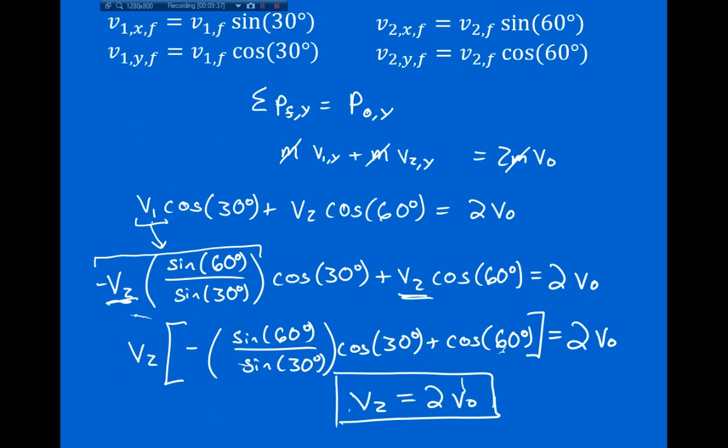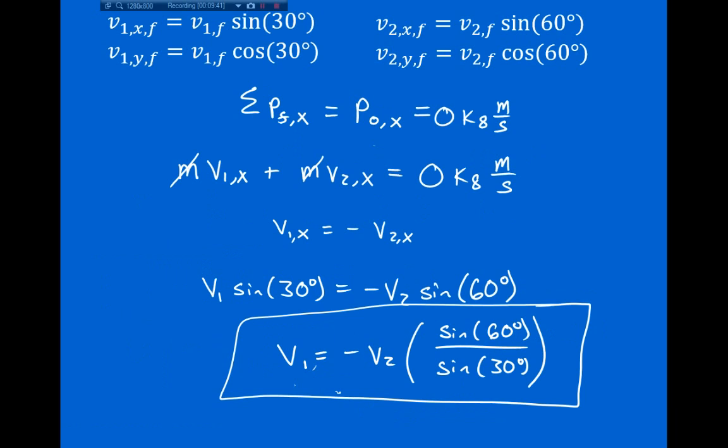Finally, we can plug this number back into this equation to solve for v1. We said v2 was 90 meters per second, so we multiply that by sine of 60 degrees divided by sine of 30 degrees, and we see that this is equal to minus 77.9 meters per second. So this is the velocity of piece 1.